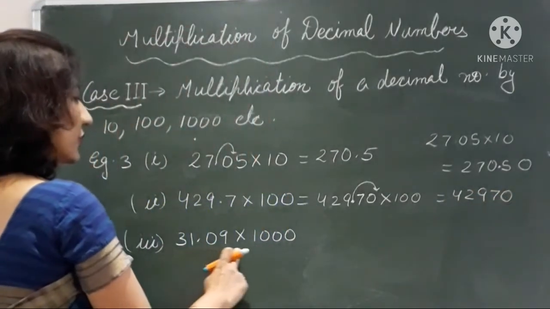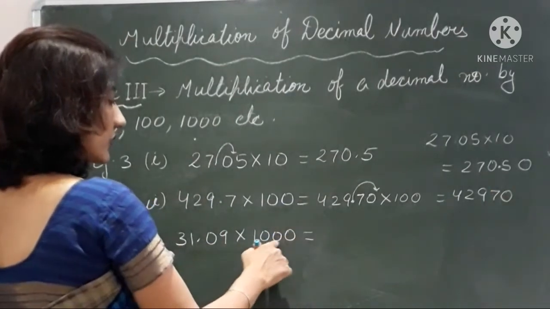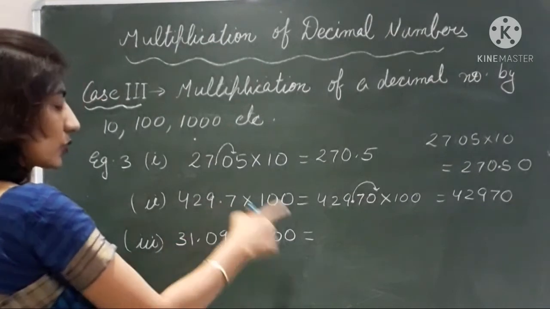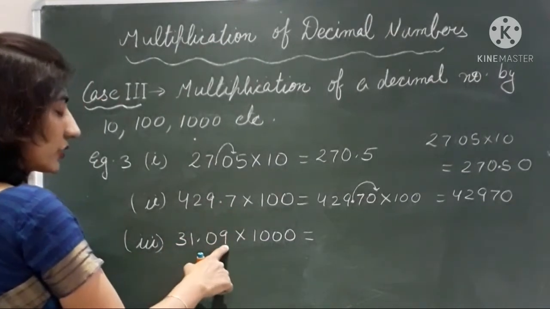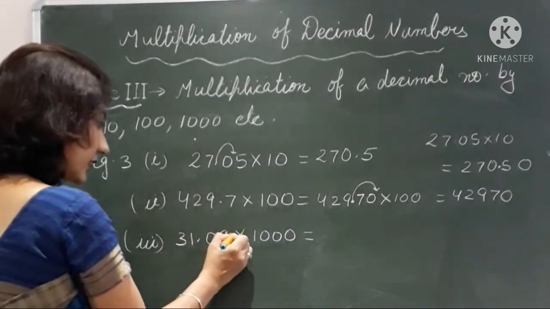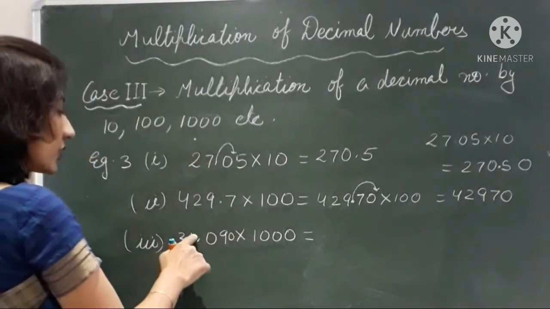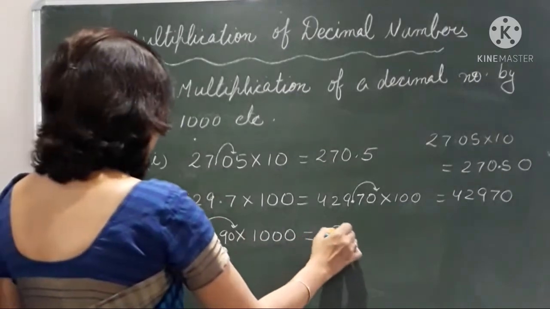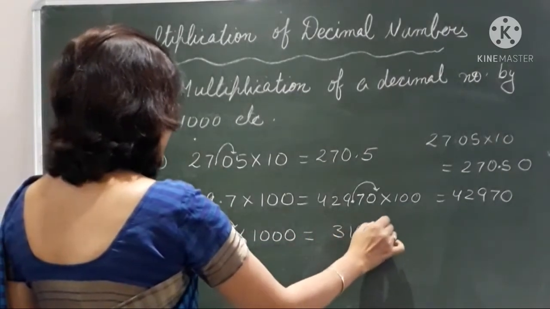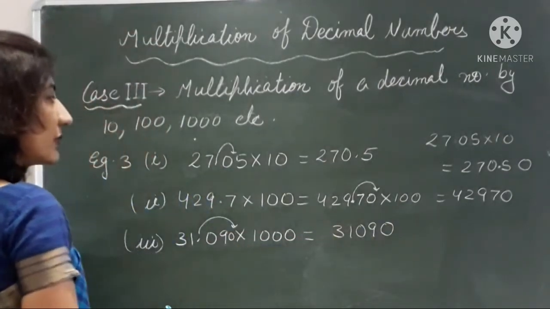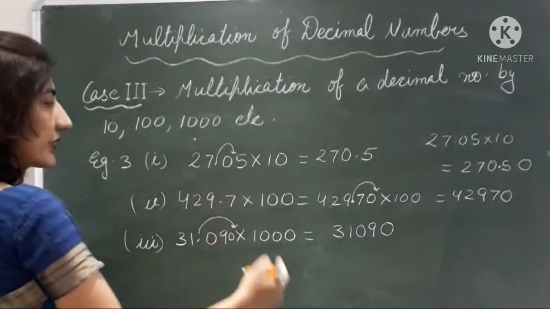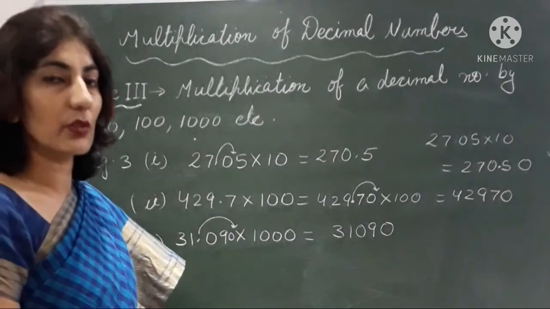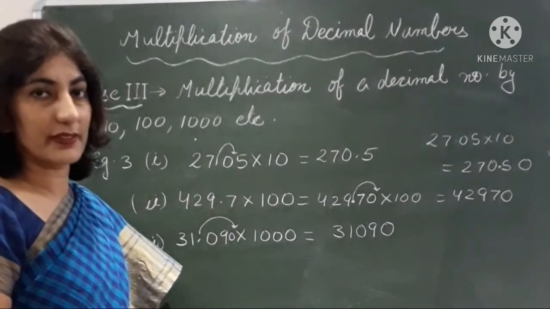Next is 31.09 multiplied by 1000. 3 zeros are there in 1000. So you have to shift the decimal 3 places to the right. But I have only 2 digits on the right hand side, so I can add a 0 here and make them 3 digits. So now I will shift the decimal 3 places to the right, at the end. So it will be 31090. This is the shortcut of multiplying a decimal by 10, 100, 1000. Otherwise, the other method is also okay, multiplying a decimal number by a whole number. That also you can apply.